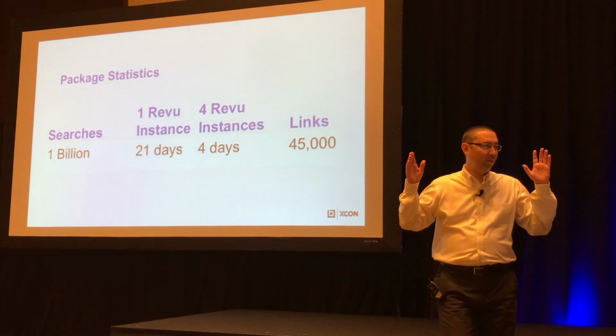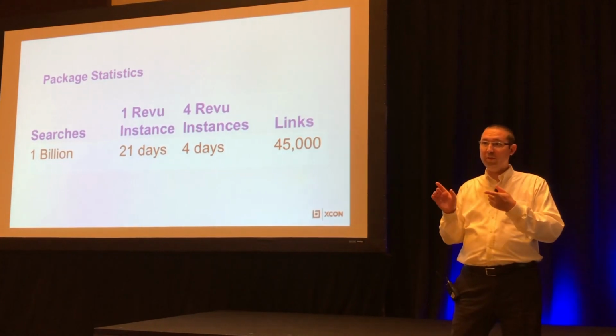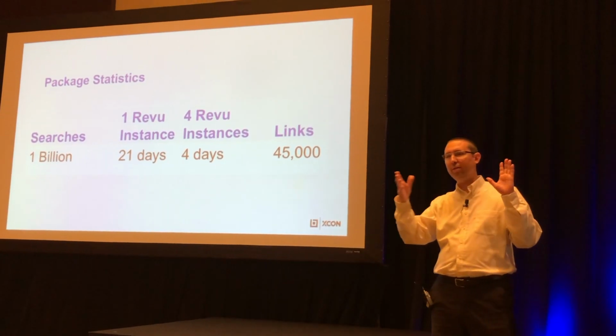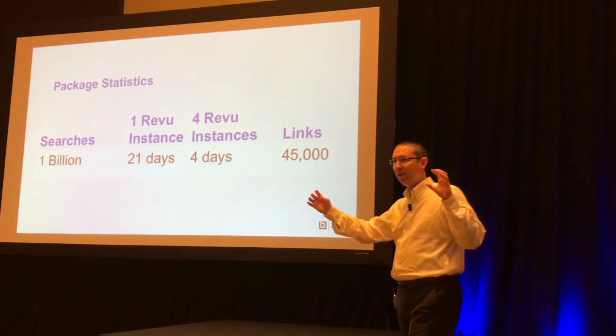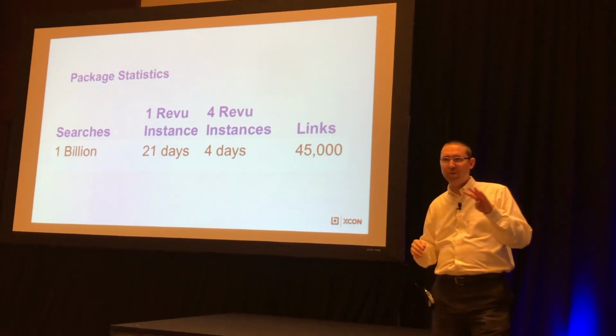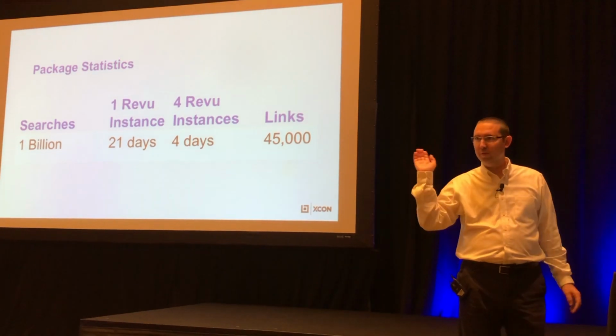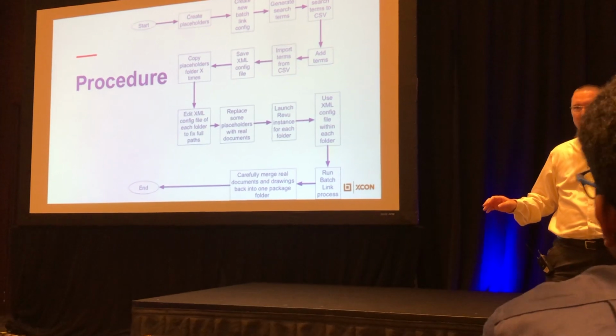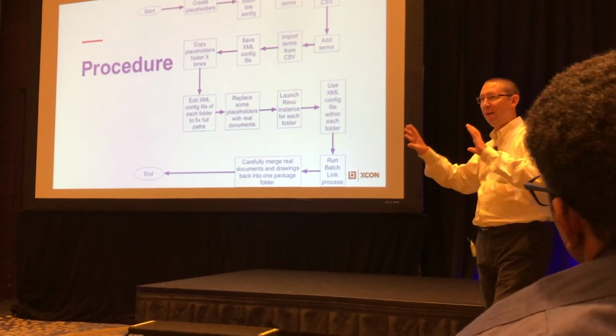Took a 3-week job for 1 billion searches, remember? It was probably going to take 21 days just doing it normally. Did it in 4 days with 4 instances of Revu, 45,000 links. So from a 3-week monolithic process, I can do a subset in as short as 4 hours, or I can do the whole thing in parallel in 4 days. Huge win. Let's go through the procedure on how to do this.